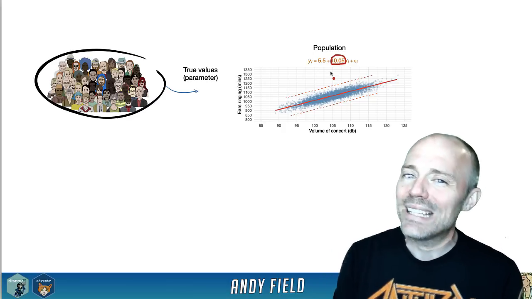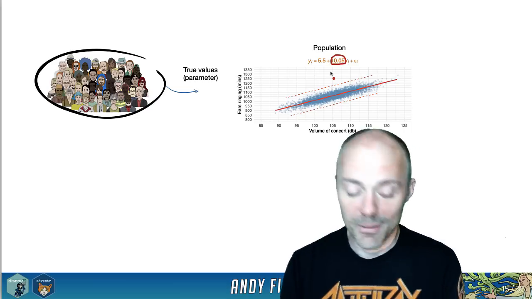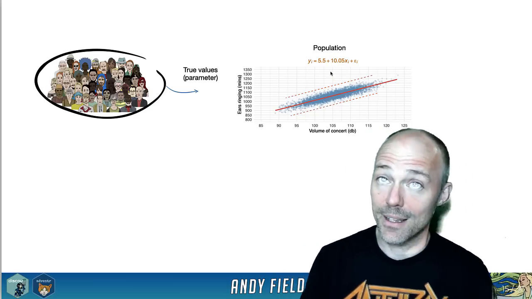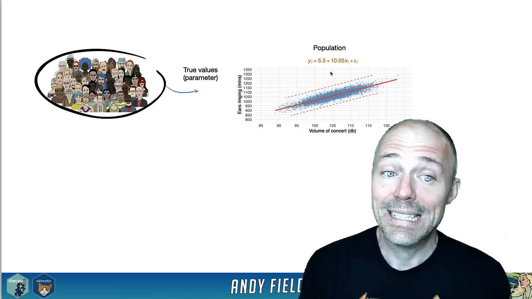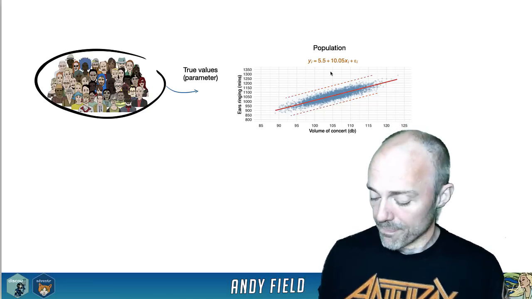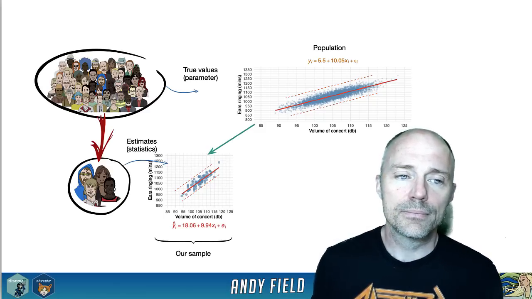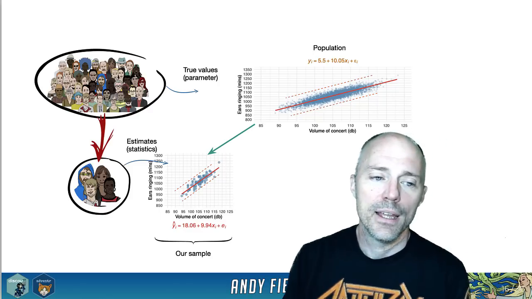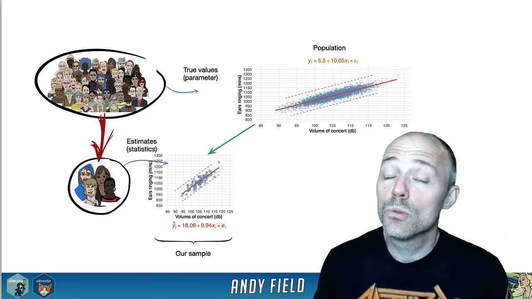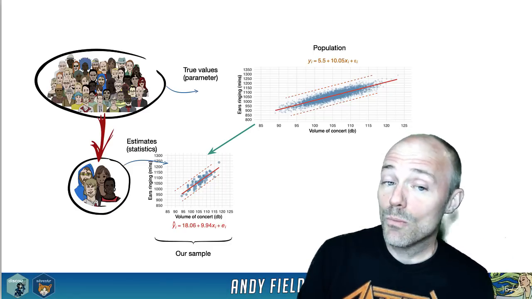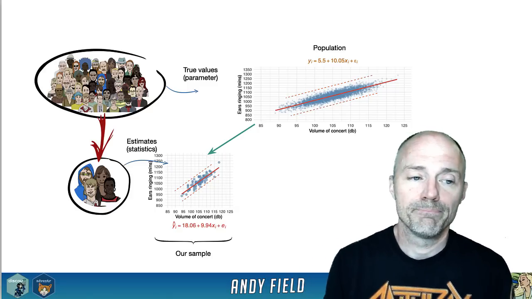Now that's the value we'd like to find out. We'd like to know that value. That's what we want to know. But we can't know it because we don't have direct access to the population. So what we do instead is we take samples. So let's say we take a sample. Here's our sample, and we use that sample, we fit the model, we use ordinary least squares estimation, which we talked about in the previous lecture, to estimate what those betas are.